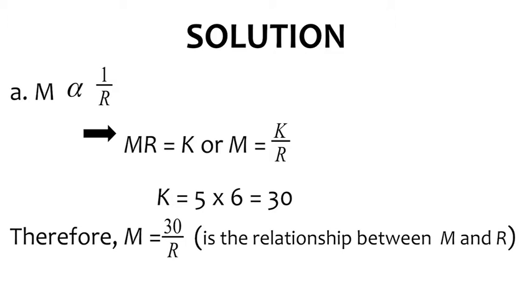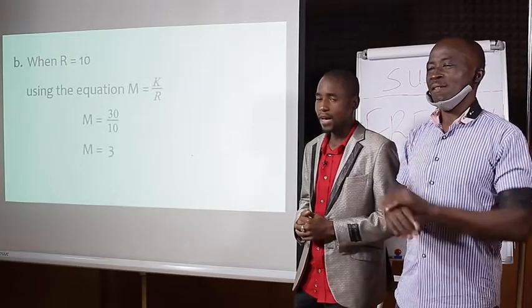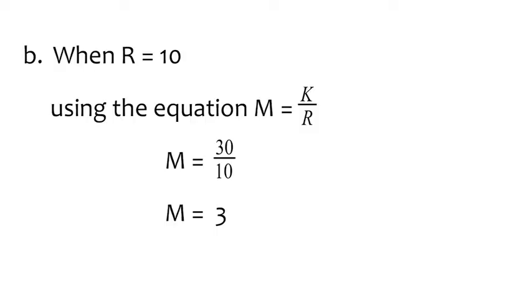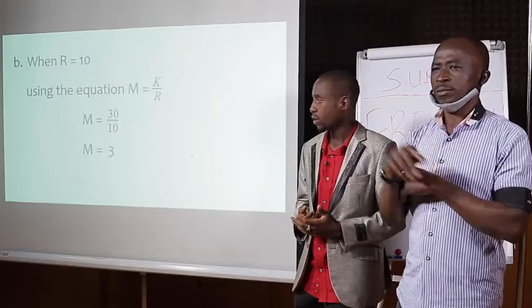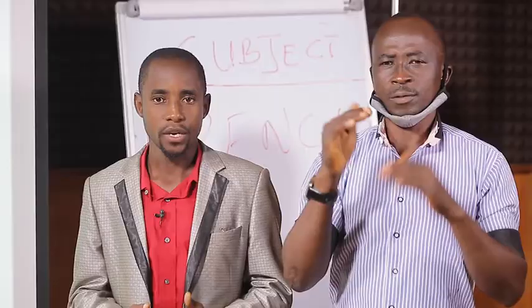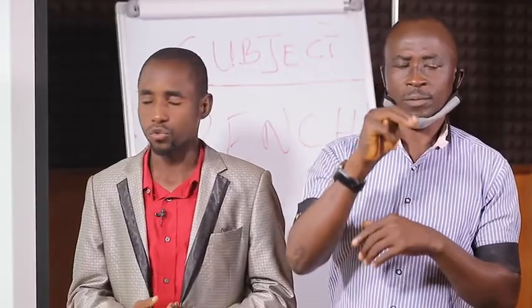Now, m equals 30 over r is the relationship between the two variables, that is m and r. Then B part of the question, when r equals 10, using the equation m equals k over r, remember k is the constant. So substituting the value of the constant, which is 30, and the value of r, which is 10, into this equation, m equals k over r, then we have m equals 30 over 10. 30 divided by 10, we have 3. Therefore, m equals 3, which is the value of m when r equals 10.